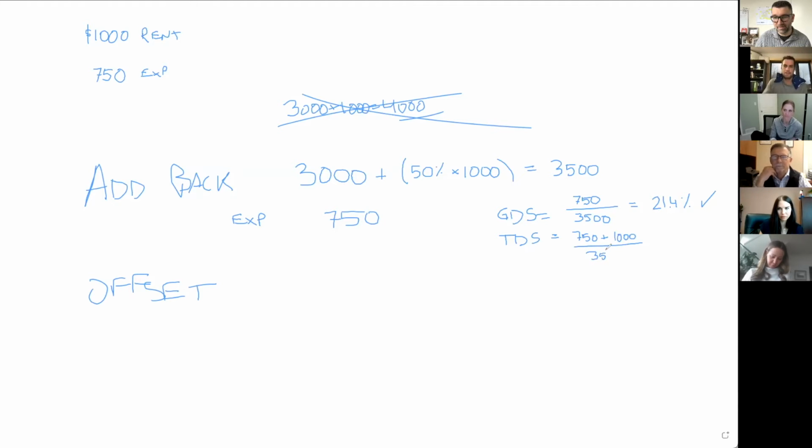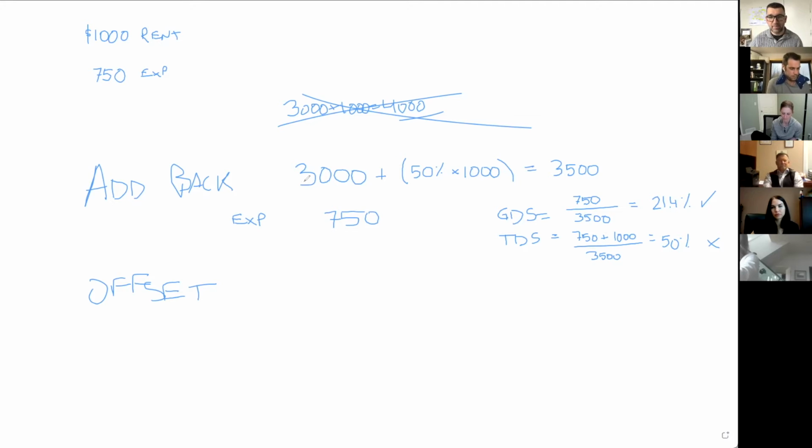50%. Oh, ugly. Is it going to work? Nope. Okay, so we've just done the calculation for an add back and we realized that this client is not going to qualify. Okay, let's go back and do an offset.